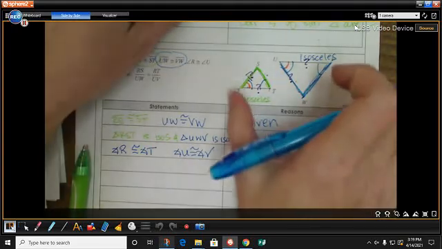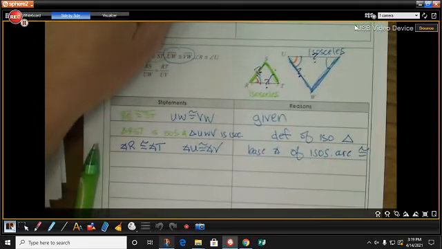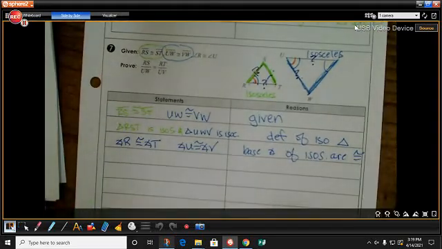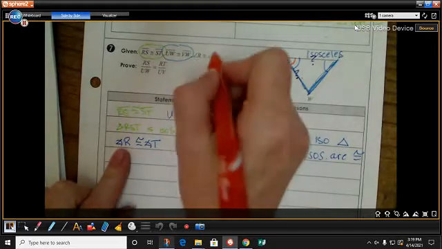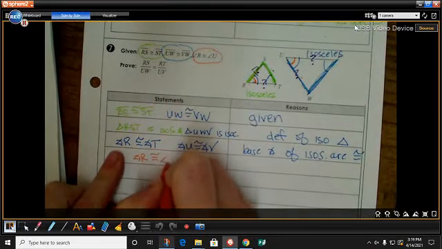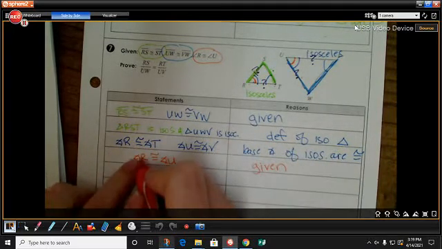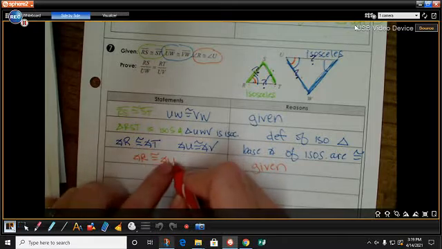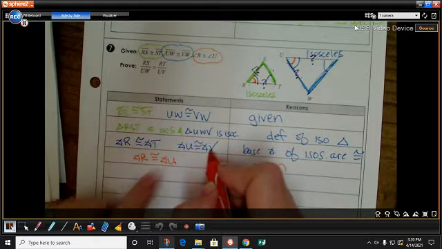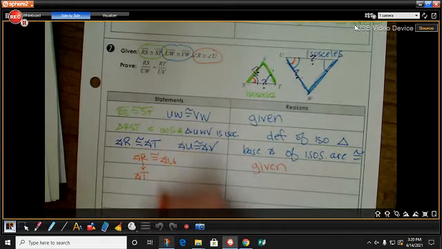I need to somehow connect the two triangles together to make them similar. And well, now we can go, okay, I started out with angle R being congruent to angle U. That was given to me. Well, R could be replaced with T, and U could be replaced with V. And so I could then replace everything and say this could be angle T, and this could be angle V.